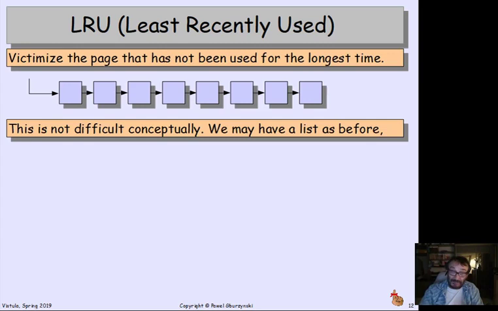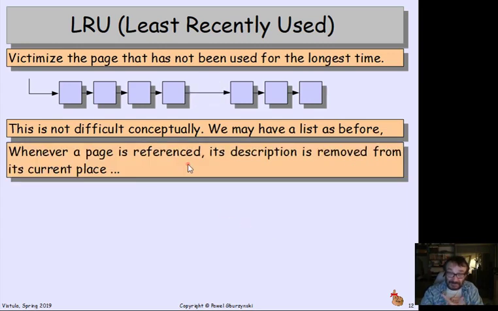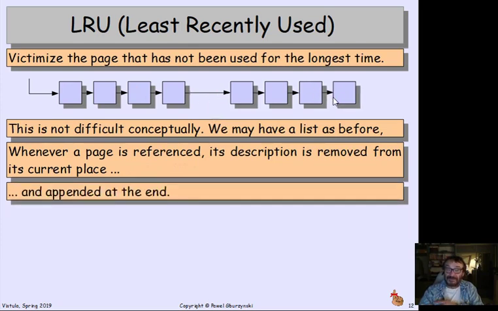Let me say, okay, we have a list like this, and now whenever a page is referenced, wherever it is in the list, we will grab its description and we will remove it from its current place and add it at the end of the queue. Okay, so at the end of the queue, we will see pages that have been referenced recently. Whenever a page is referenced, it is grabbed from its current place and moved to the end of the list. Okay? Of course, I'm not talking about pages, but some data structures representing them.